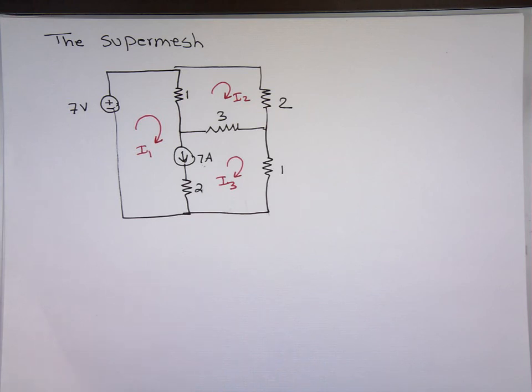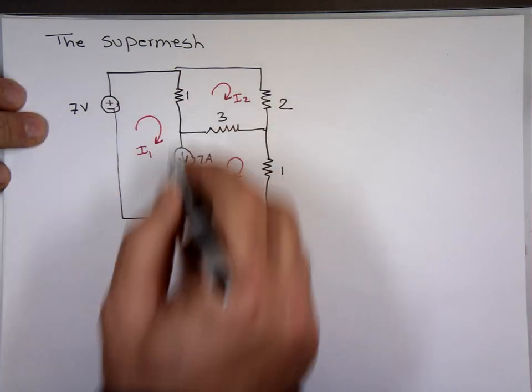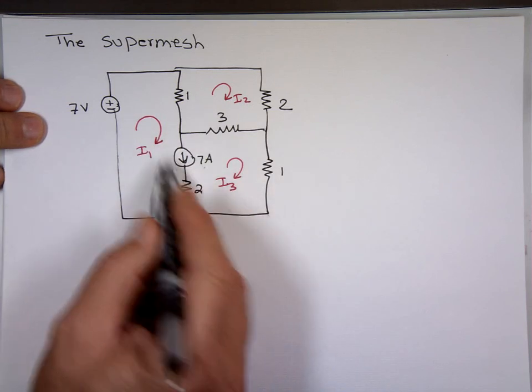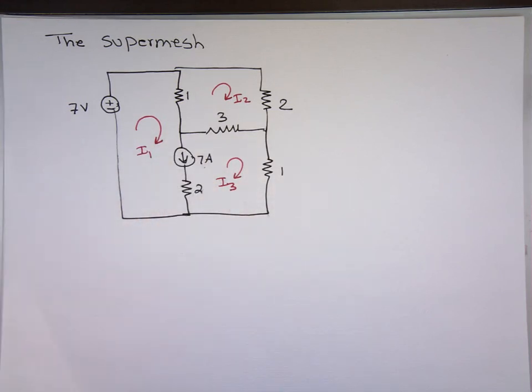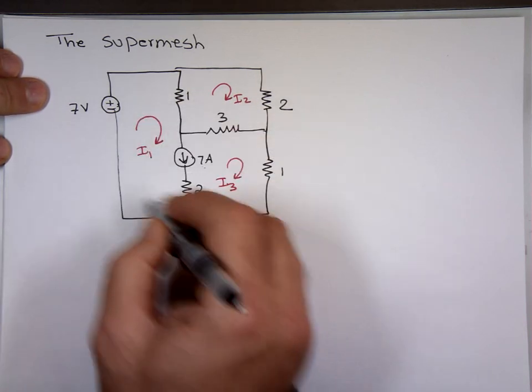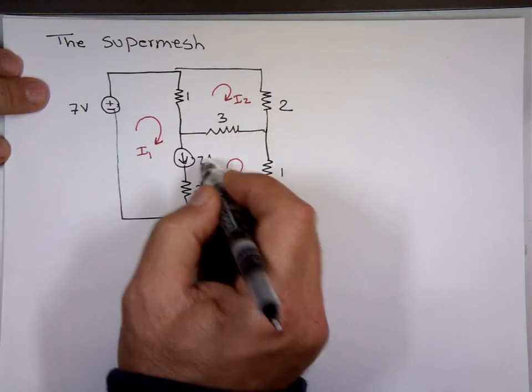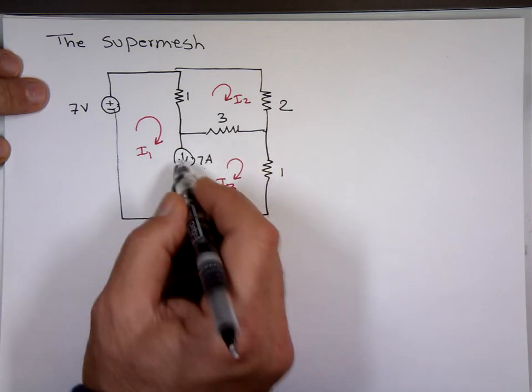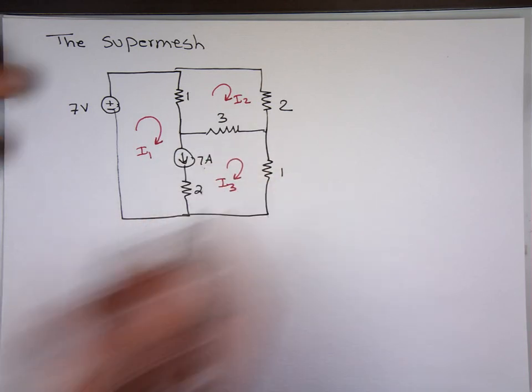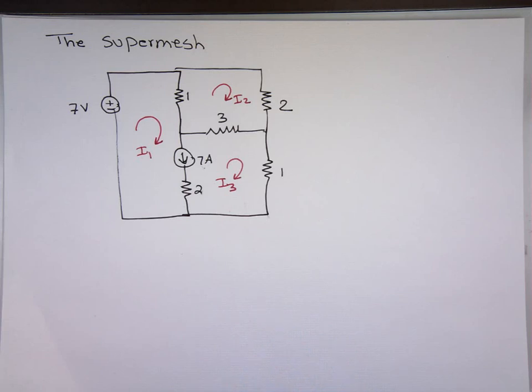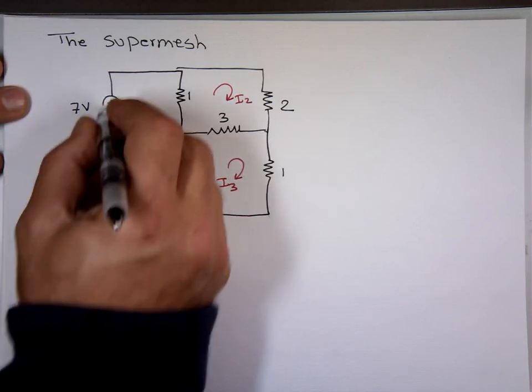Well, here's my big problem. That current source. If I go to add the voltages this direction, what is the voltage across that current source? Nobody knows. Not you, not me. So I can't use this loop. I can't use this loop either because I don't know the voltage right there. So that limits what I can do. Here's a loop on the outside.